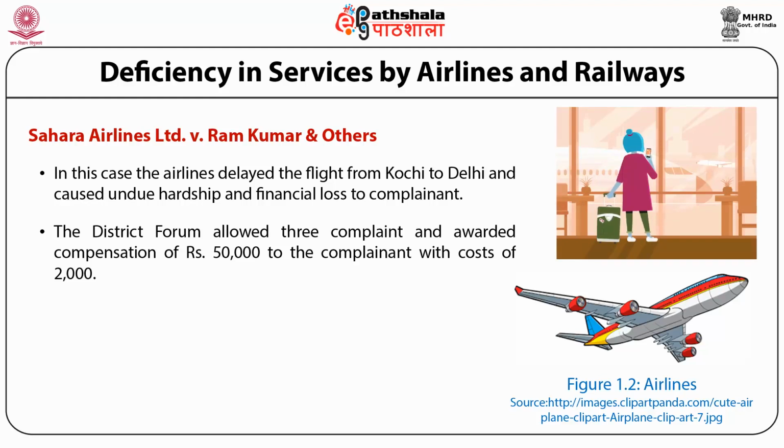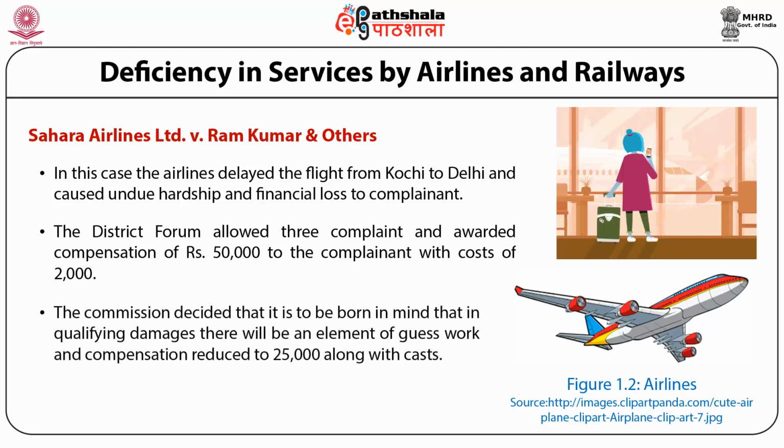On appeal to the State Commission, the operator contended that the delay was due to a technical problem beyond the control of the appellant, but the plea was not accepted by the Commission because the technical delay was not explained. It would give an inference that the delay could have been avoided by the appellant and the delay amounted to deficiency in services in providing suitable transport facility to the complainant and other passengers. The Commission decided that it is to be borne in mind that in quantifying damages there will be an element of guesswork, and compensation was reduced to 25,000 along with costs.